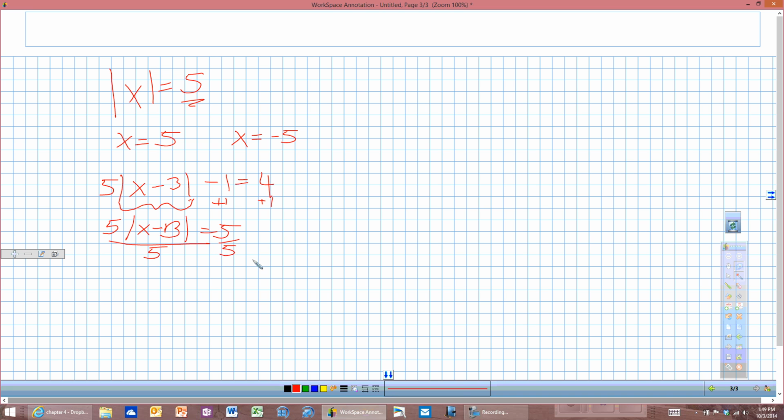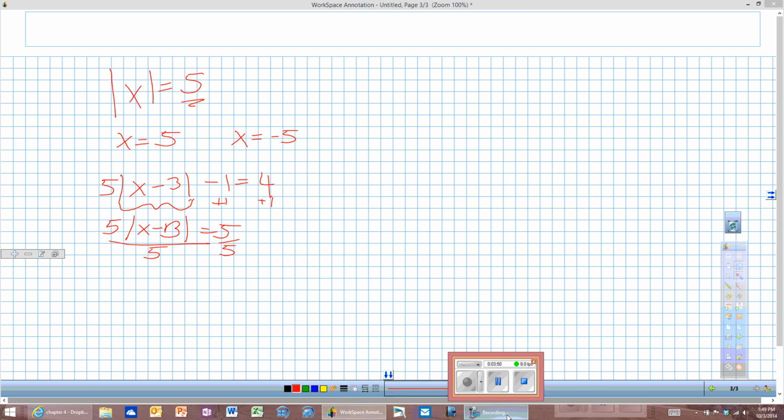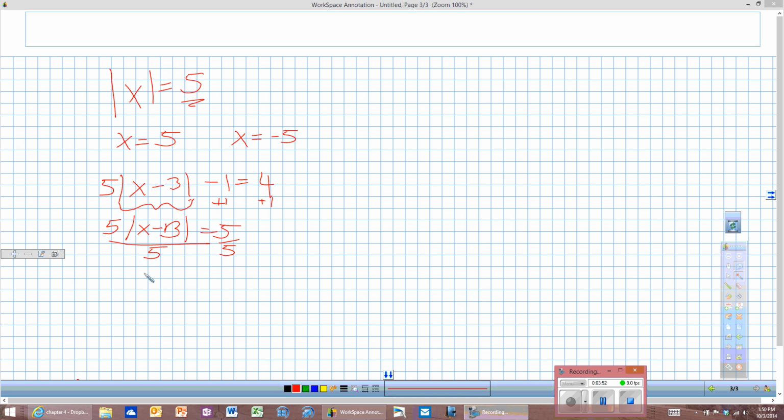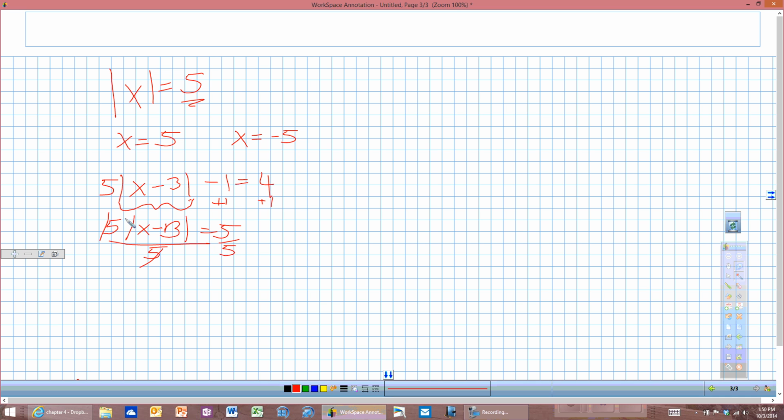So I have to get this absolute value bar stuff by itself. When I divide by 5, I get the absolute value of x minus 3 equals 5. And then this is where I break it down into two equations. I have x minus 3 equals 5, and x minus 3 equals negative 5.